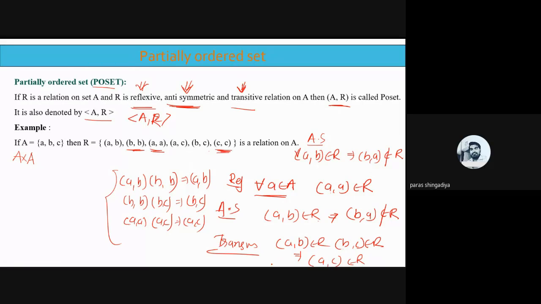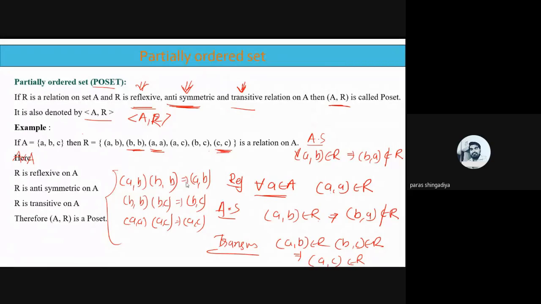So all these three conditions are satisfied for this given subset R, and therefore we can say this relation is known as a partially ordered set. Here it is reflexive, antisymmetric, and transitive. So we can say (A, R), where A is the given set {A, B, C} and R is a relation that is a subset of A cross A, is a partially ordered set.